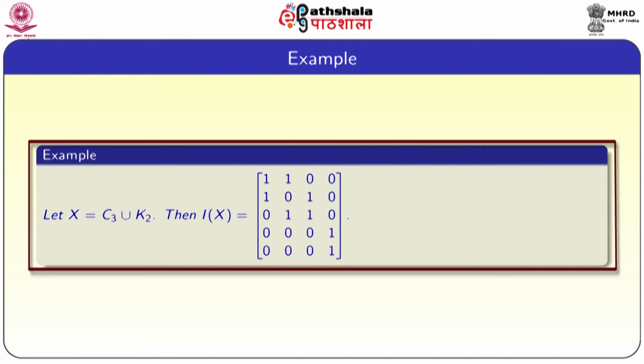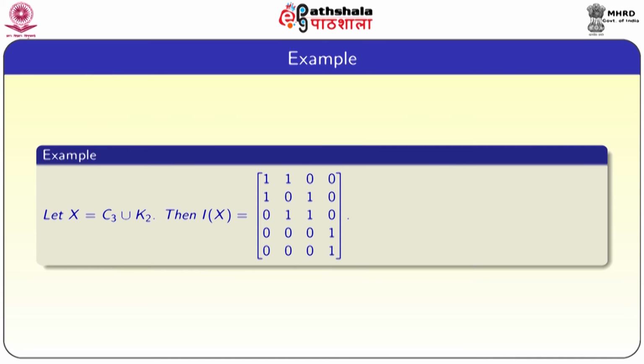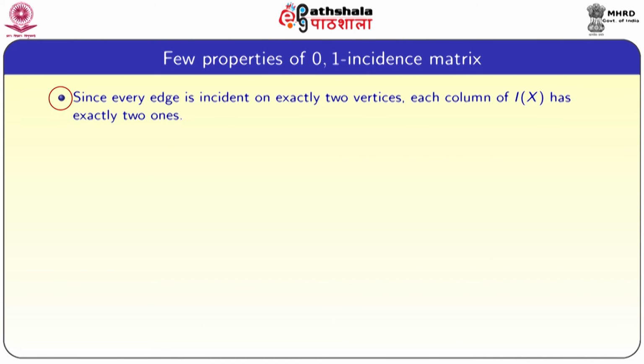Another example is if X equals C3 union K2, that is, it is a union of the cyclic graph C3, or complete graph K3, and complete graph K2. Here, the first 3 rows are indexed by vertices of C3 and the last 2 rows are indexed by vertices of K2. You can see that the last 2 rows are identical because they are related to vertices in K2; they both are incident with only one edge, the edge corresponding to K2. This is another example to understand what is a 0, 1 incident matrix. Now, we look at a few properties of the 0, 1 incident matrix. Since every edge is incident on exactly 2 vertices, each column of I of X has exactly 2 ones.